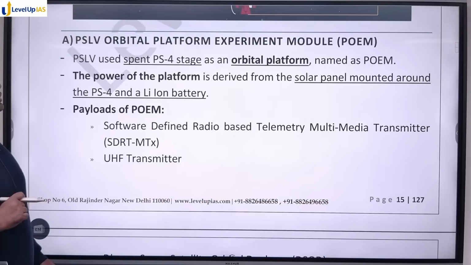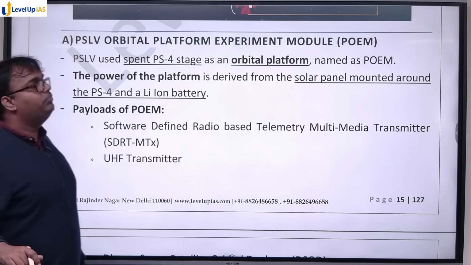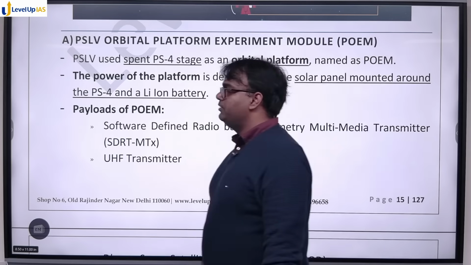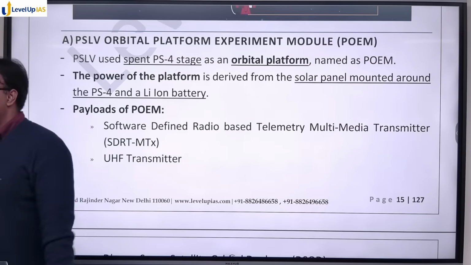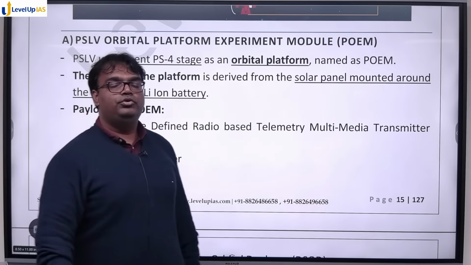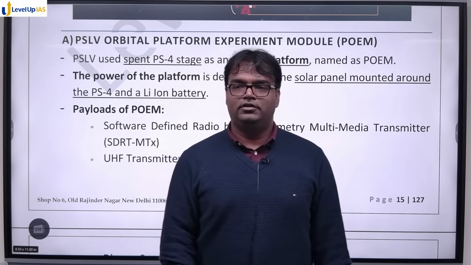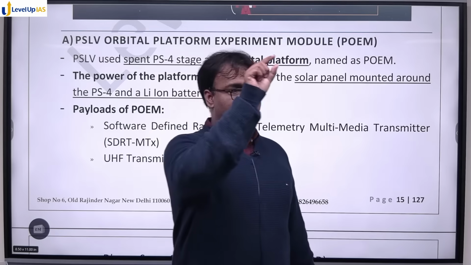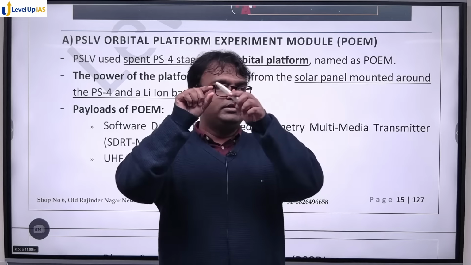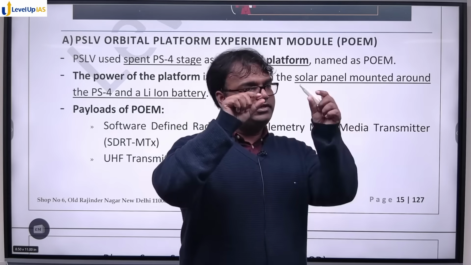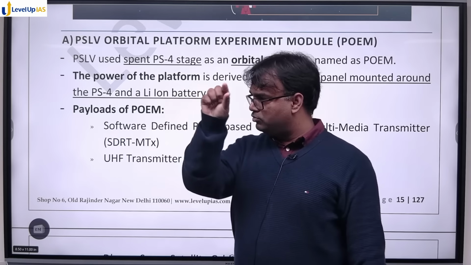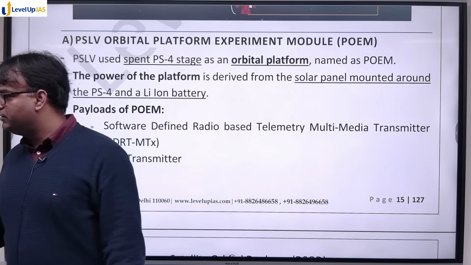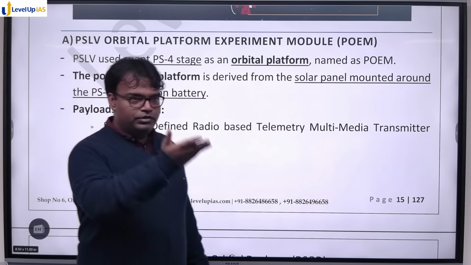Then here we also did a small experiment called PSLV Orbital Platform Experiment Module, POEM. What is this POEM? The fourth stage of the rocket will start revolving in the orbit and will release the satellite. It released the satellite, now the satellite is revolving, but this fourth stage is also revolving. Now the fourth stage is not a satellite, the fourth stage is a rocket engine. So it is not developed for the purpose of revolving there.